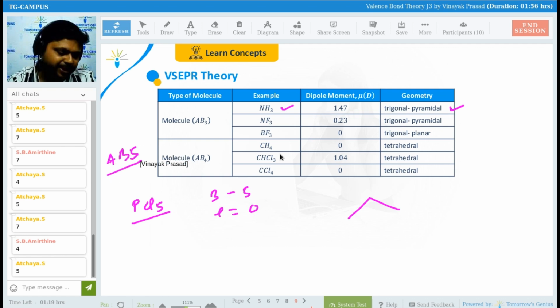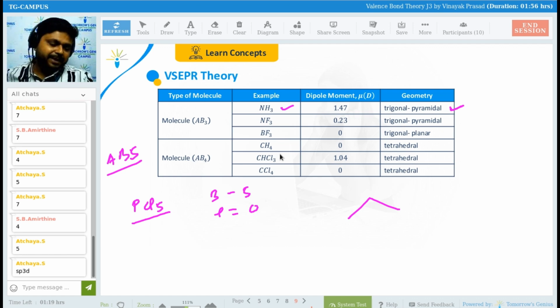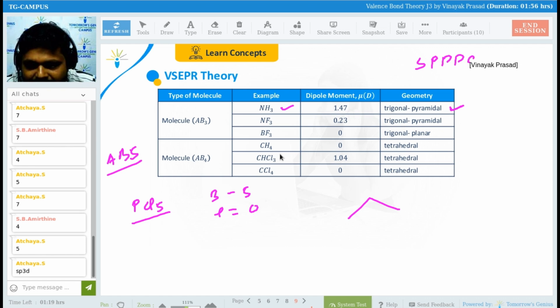AB5. If it is a type of AB5, what will be the hybridization for this? Can you please tell me? If there is an AB5 type, then what will be the hybridization? sp3d. Why? Because 3 p will be there and d will be there, right? So who has written this? Atachaya. Very good answer. Only Atachaya and Anil Dev in today's class are writing. And then why sp2 hybridization?